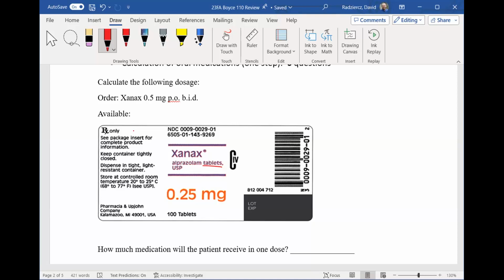Probably the most important thing is, do we have the right medication, right? So it says the order is Xanax, so we want to make sure we're giving them Xanax. It tells us it's available in a tablet form. Okay, so that's important to know, as opposed to capsules or some sort of oral suspension. It tells us that there are 100 tablets in the whole bottle. We don't need that from a calculation standpoint. That just tells us how many we have available to utilize, or maybe we just need to open up a new bottle.